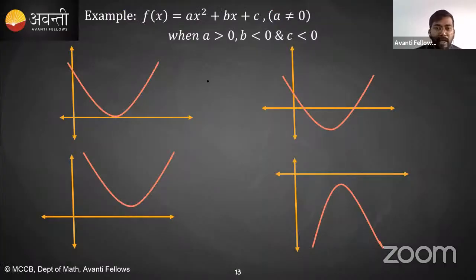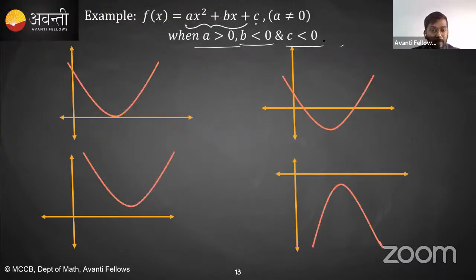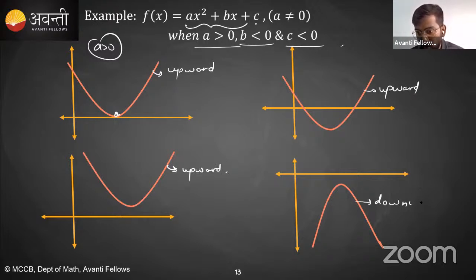Now how do we differentiate the graphs? Example, f of x equals ax square plus bx plus c, when a is greater than 0, b is less than 0, and c is less than 0. Here a is greater than 0. See, this is an upward parabola, this is upward, this is also upward. This is downward. So how do we analyze these graphs?